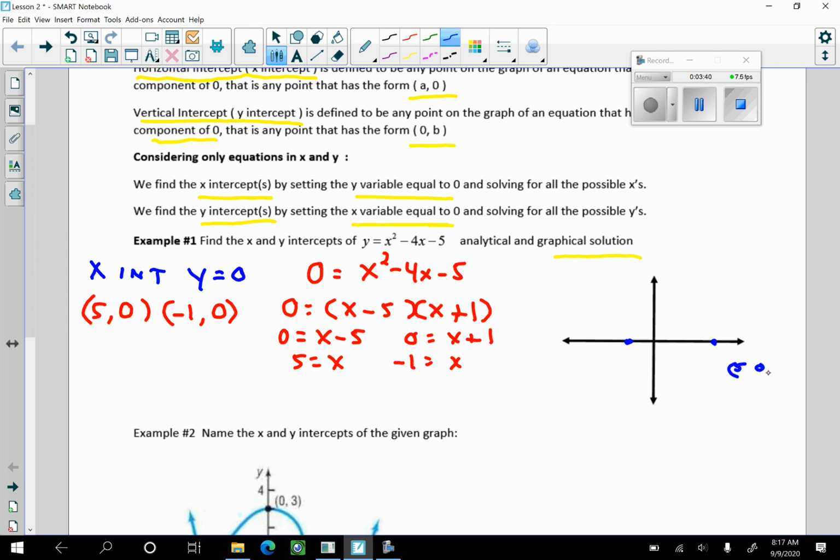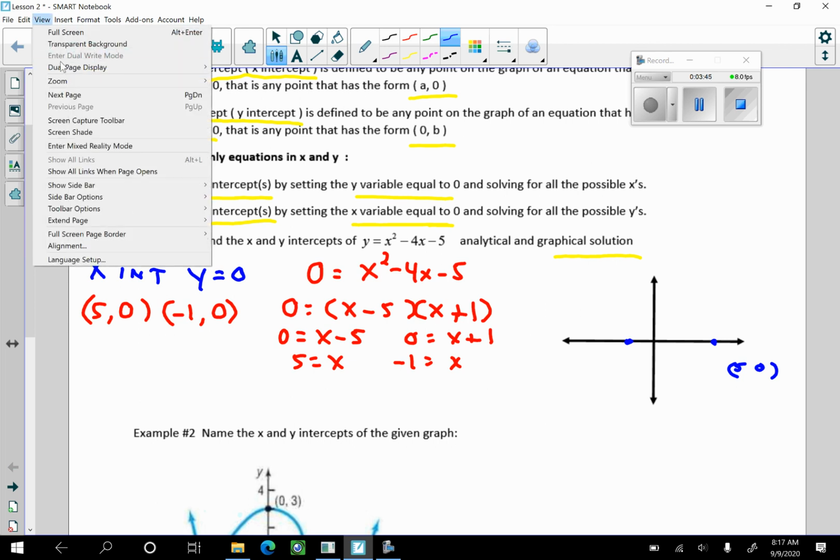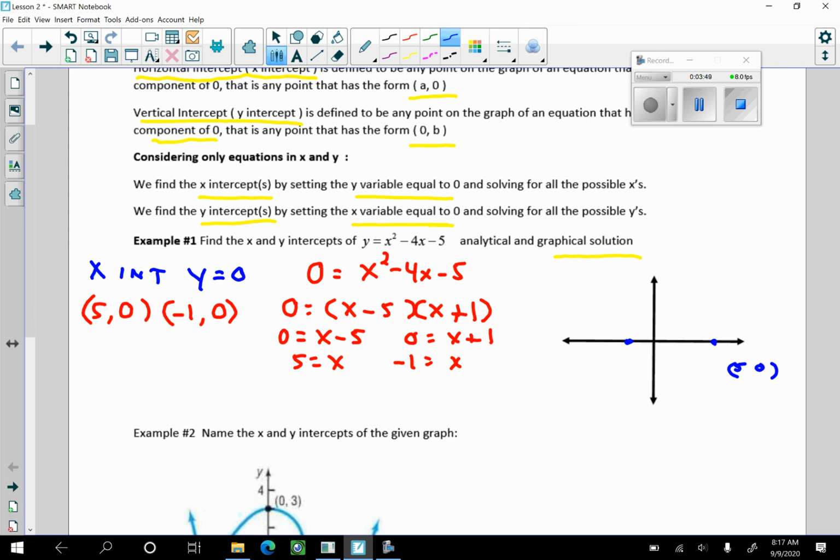And if I remember about the graphing, see if I can't zoom out. I think I'm out all the way. I am. And if I remember about quadratics, that's going to open up and it's going to have a minimum point, and that minimum point is going to be exactly between the two x-intercepts because of the symmetry of the parabola, which is the graph of the quadratic, but we don't have to worry about that right now.